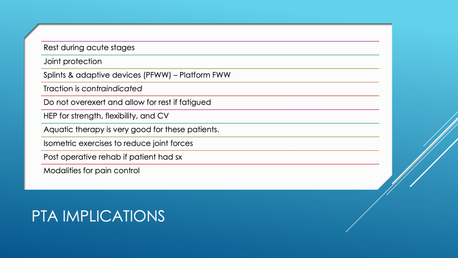PTA implications include educating your patient on rest during acute stages, joint protection, splints and adaptive devices. Platform walkers instead of a traditional front wheel walker may be indicated. Traction is contraindicated. Do not overexert, and allow for rest if fatigued. Home exercise program for strength, flexibility, and cardiovascular health.